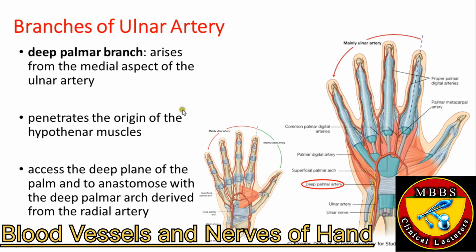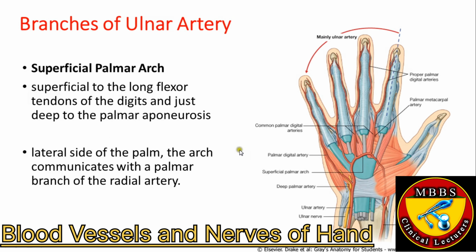Now the branches of the ulnar artery, the deep palmar arch. This is the deep palmar arch over here. The deep palmar arch arises from the medial aspect of the ulnar artery. This is the medial aspect of the ulnar artery. It penetrates the origin of the hypothenar muscle and accesses the deep plane of the palm, and anastomoses with the deep palmar arch derived from the radial artery.